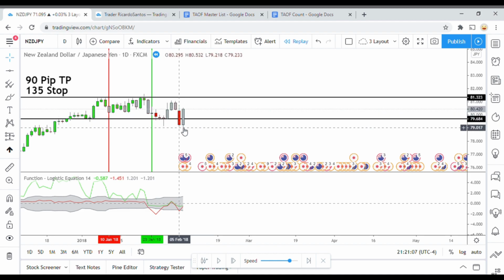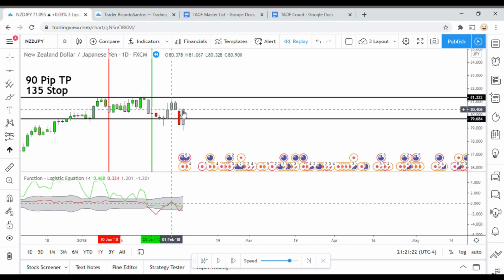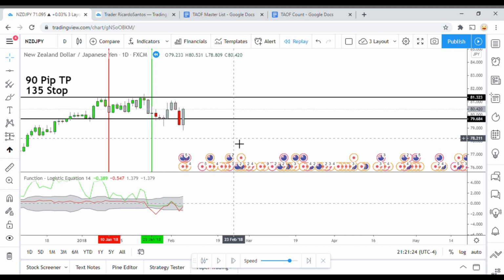And there you go. It didn't even make it to it, and you see, boom, it just smashed down underneath that area. And that's a prime example of why you don't just jump into it because you see one pin bar candle forming there.